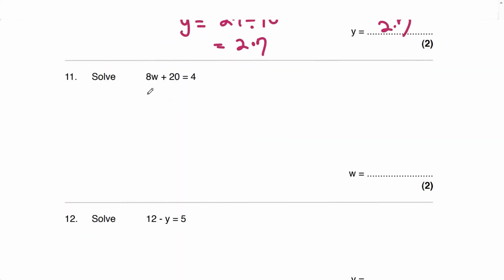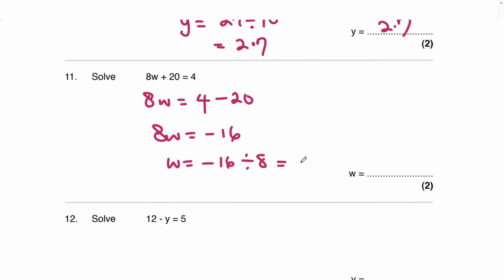Number 11, we have this equation. The first thing we have to do to get w is to subtract 20 on both sides of the equation. So that's going to simplify to 4 take away 20. So we have 8w is equal to minus 16. To get w, you divide both sides of the equation by 8, okay? And definitely that's going to give you minus 2. So w is minus 2.